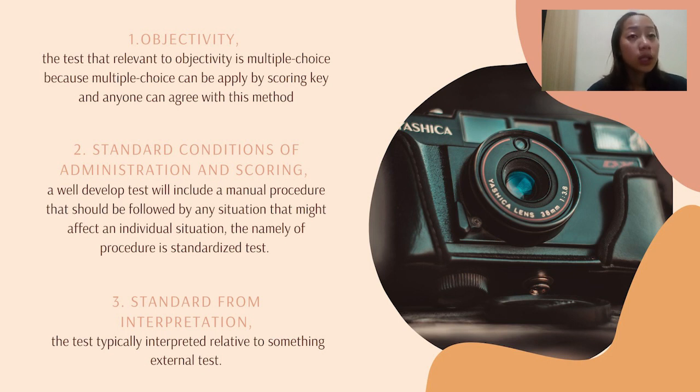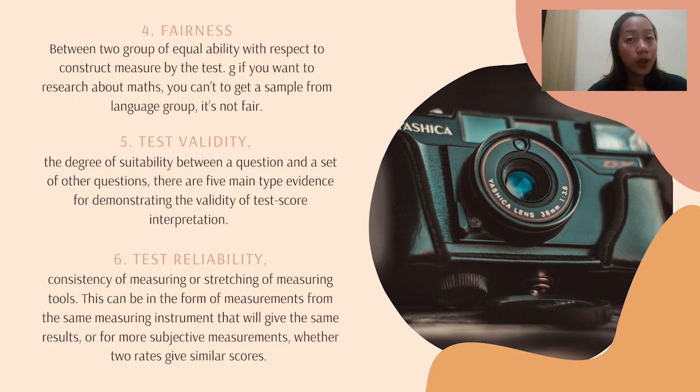The test is typically interpreted relative to something external to the test. And then the fourth one is fairness between two groups of equal ability with respect to the construct measured by the test. For example, math class and language class cannot be given the same test because they are in different majors and have different material and understanding. And then the fifth one is test validity.